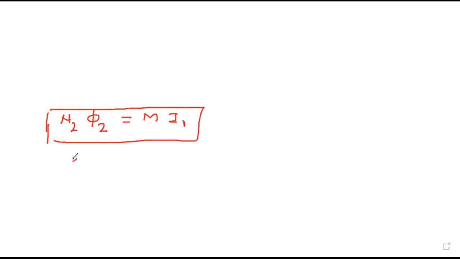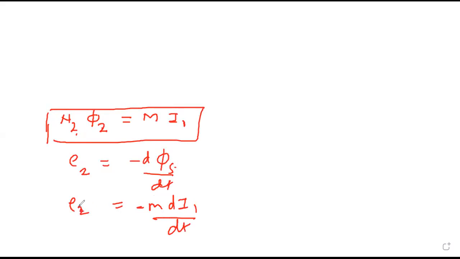EMF induced in the secondary coil is minus of rate of change of flux associated with secondary. E2 equals minus d of total flux, and total flux is N2 phi 2, which is nothing but M I1. So minus M dI1 upon dt is EMF induced in secondary coil.